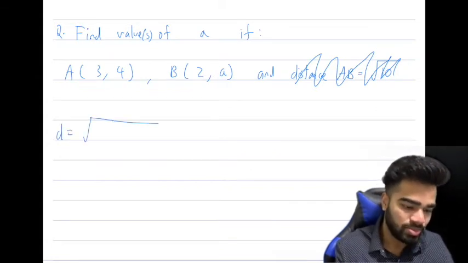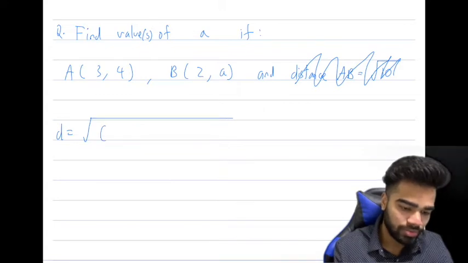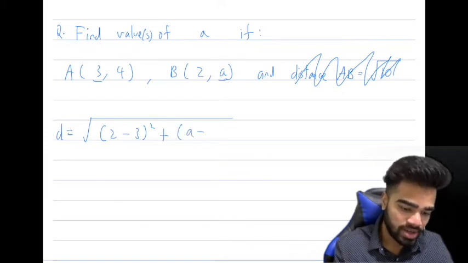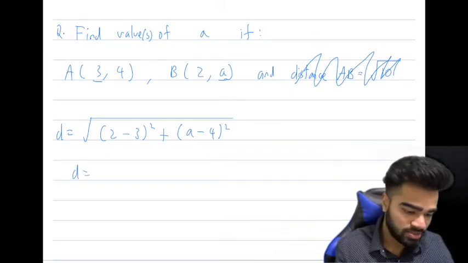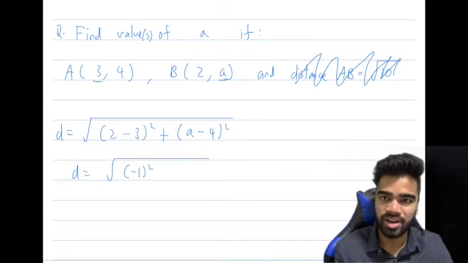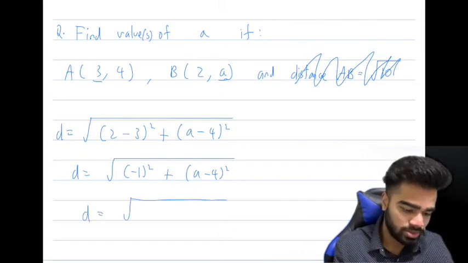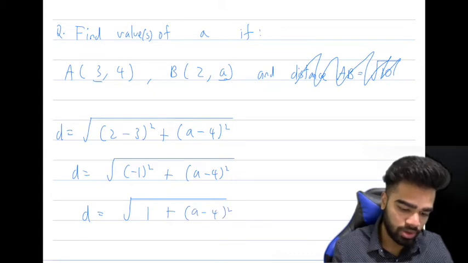So distance is going to be square root of x2, which is 2, minus x1, which is 3 squared, plus y2, which is a, so a minus y1, which is 4 squared. Let's try to simplify this as much as we can. So distance is equal to square root of 2 minus 3 is negative 1 squared, and I'm just going to leave it like that. I'm not going to expand it or anything. So we'll say a minus 4 squared. So pretty much distance is equal to square root of 1 plus a minus 4 squared.